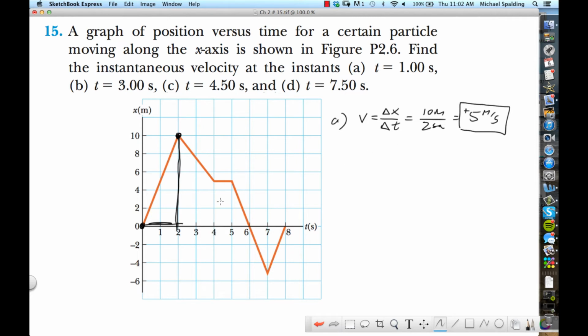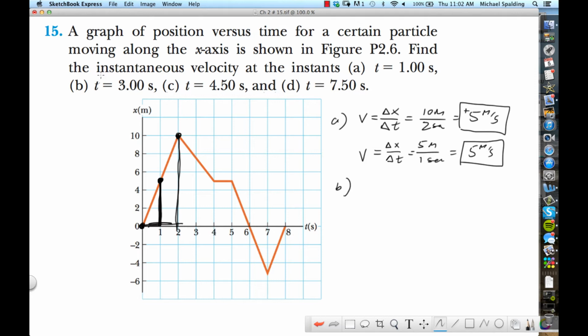And you would have gotten the same answer if you used 2 other points. Like if you would have done right here, let's say you did t equals 0 and t equals 1. So you would have gotten the same answer. Delta x over delta t. What's the rise now? 5. What's the run? 1. So you still get 5 meters per second. The velocity, because the slope's constant.